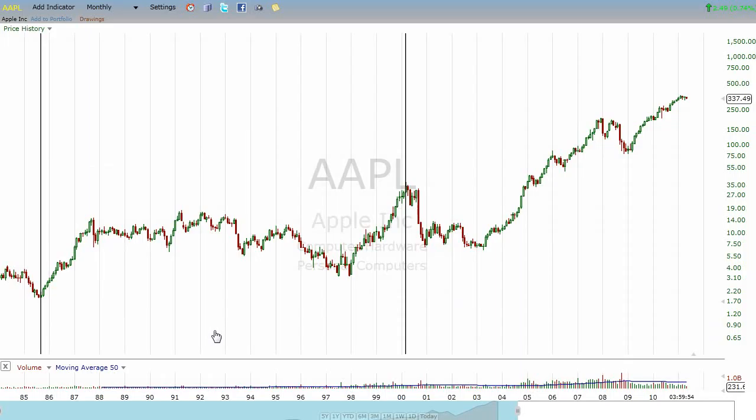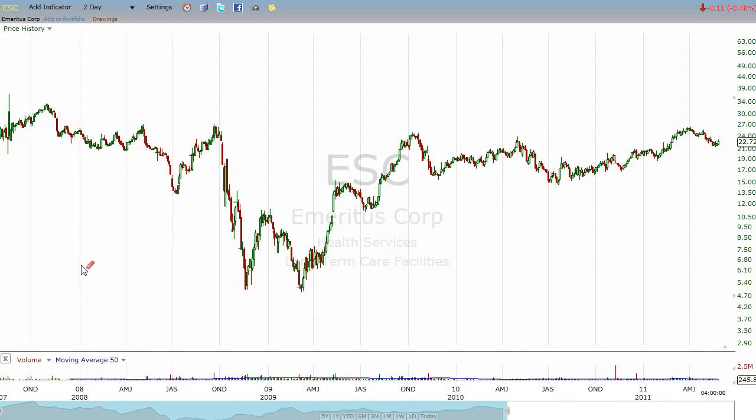Okay, now let's talk about trend lines. To begin with, I think you'll find that trend lines are much easier to draw on a logarithmic chart than on an arithmetic one.